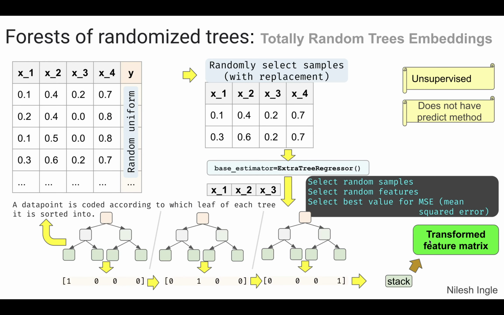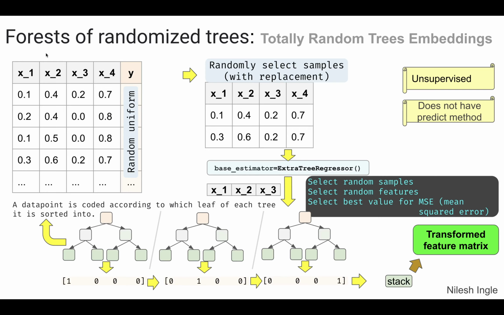Now let's look at another variation of forests of randomized trees, which is totally random tree embeddings, and this is an unsupervised method, and it does not have a predict method. So this is used to transform an existing data set into a higher dimensional data set that has only ones and zeros instead of the original values that may be there in the data set.